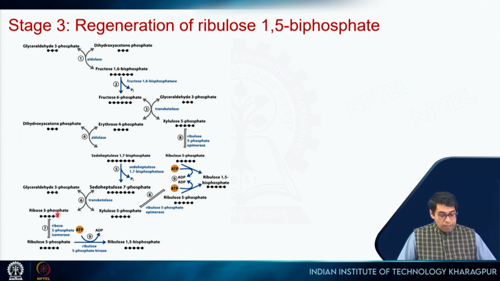Here we have ribose 5-phosphate. This is converted to ribulose. This is ribose, this is ribulose. Ribulose 5-phosphate by the enzyme ribose 5-phosphate isomerase. So now we have again ribulose 5-phosphate just like this. So ribulose 5-phosphate kinase will use ATP to add another phosphate group to produce the third molecule of ribulose 1,5-biphosphate. Okay. So two molecules of ribulose 1,5-biphosphate came from here and the third one is here, right.